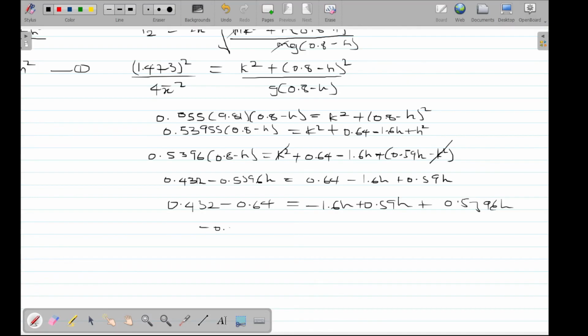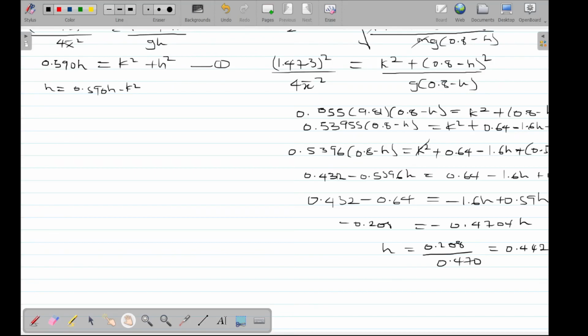So over here we have 0.432 minus 0.64. That will be minus 0.208 to be equal to minus 1.6 plus 0.59 plus 0.5396. So we have minus 0.4704h here. So h is equal to 0.208 all over 0.470, and that is 0.442 meters.